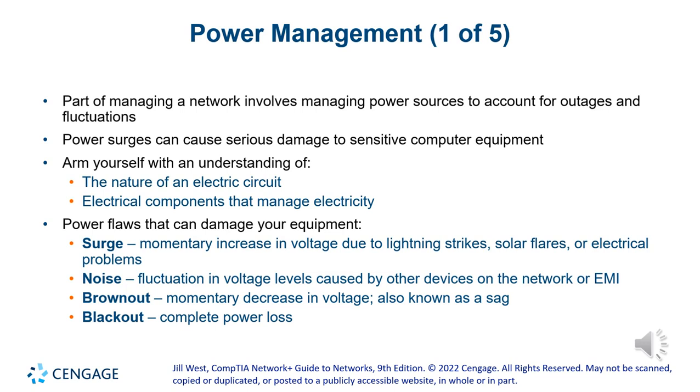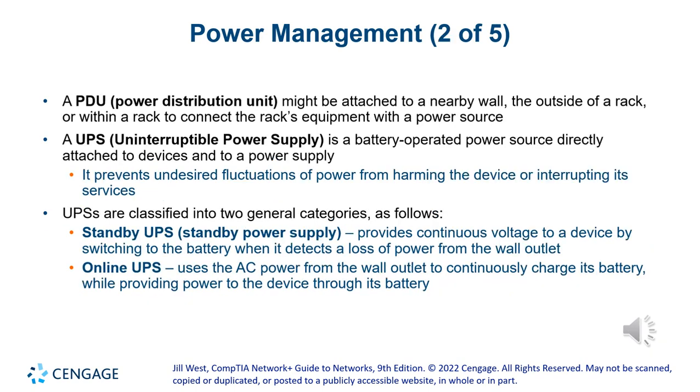You can also have a burnout, which is a decrease in voltage. It's sometimes called a sag. So it's the opposite of the surge. So you've got a surge or a burnout. And a blackout is a complete power loss, right? You heard that on the news. Cities that get a blackout completely lose power, and that's where you need to prevent those things.